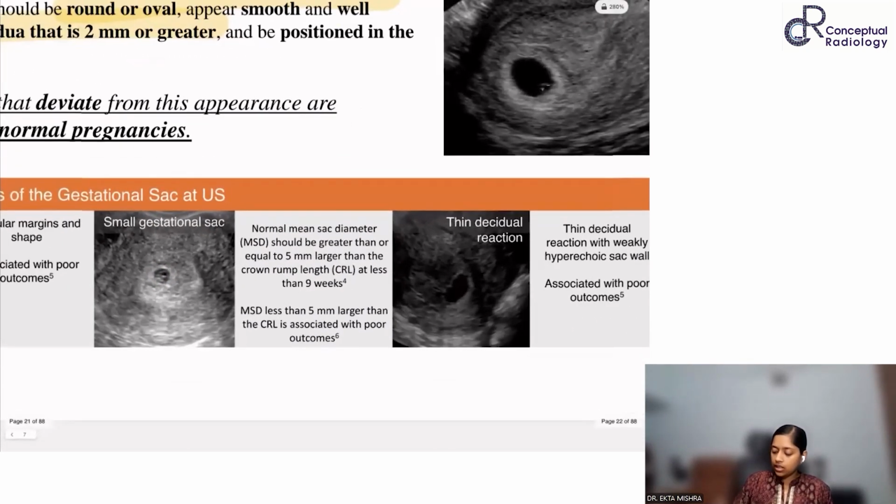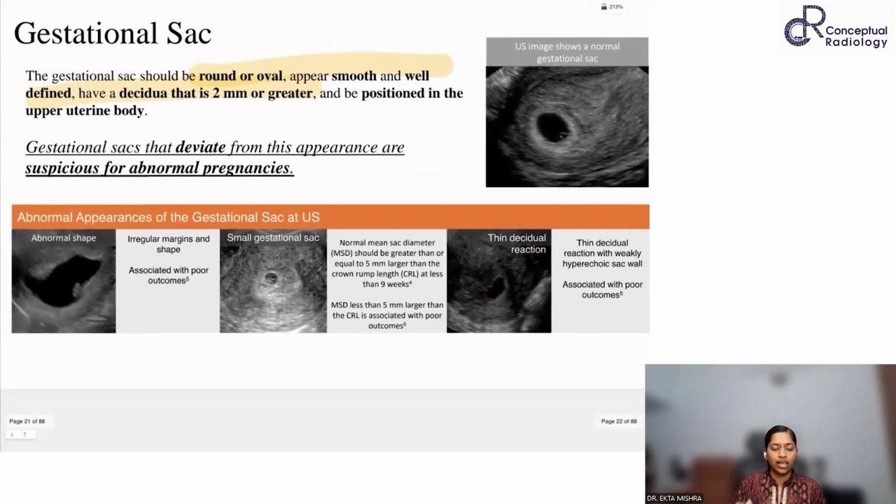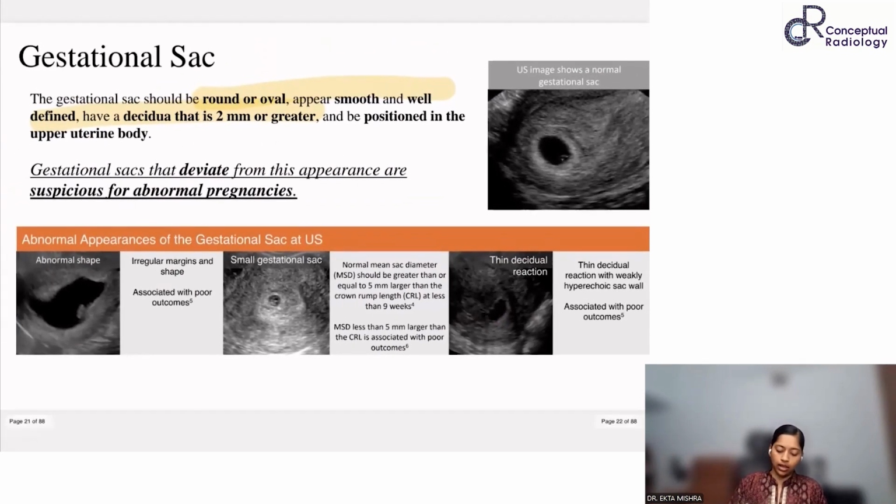And the third is the decidual reaction being thin, less than 2 mm. So you know that these are the abnormal appearances, and they can point to a poor outcome. This is very important when you're doing a scan for a female who has undergone IVF. So from the very beginning, your gynae colleagues will keep asking you, is it going good? So you should know by the appearance of gestational sac which patient needs more support.